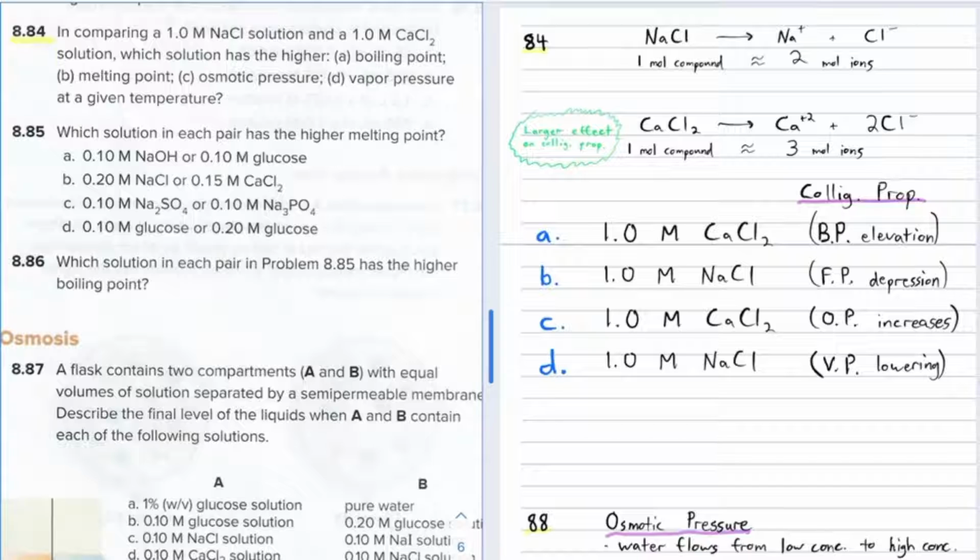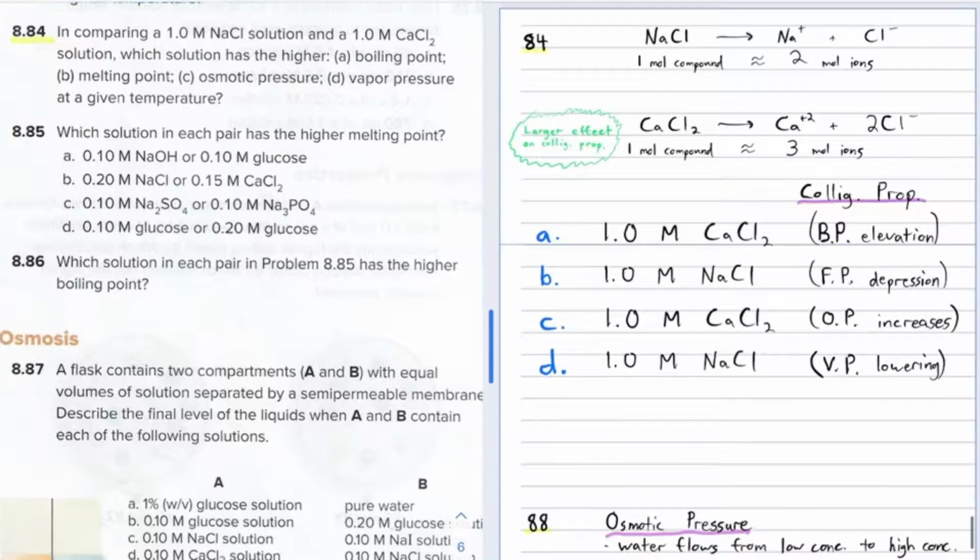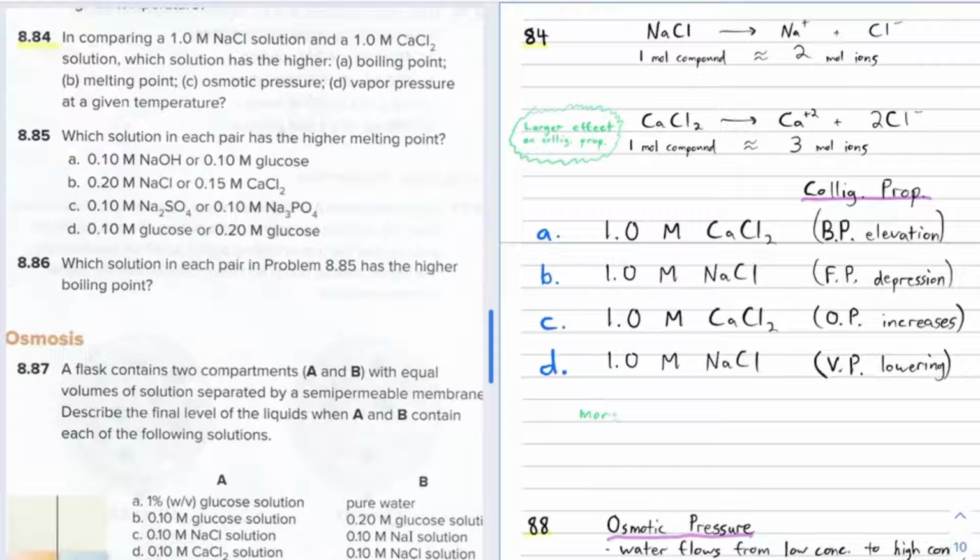The presence of solute, so more solute particles, cause the boiling point to go up, the freezing point to go down, the osmotic pressure goes up, and then the vapor pressure goes down. Those are the 4 colligative properties.